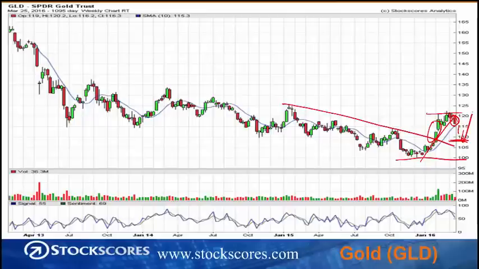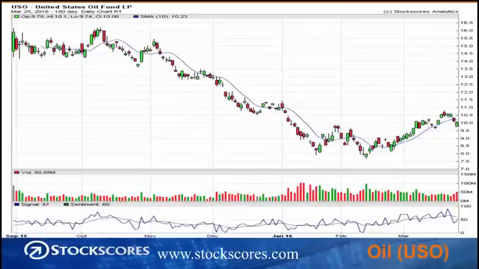At this point, I lean towards it moving lower in the short term. Longer term, I think it's too early to call. Given that it's broken the downward trend line, I do think that gold is on a process of stabilizing, a process of basing, but there's a lot of work to do there still.